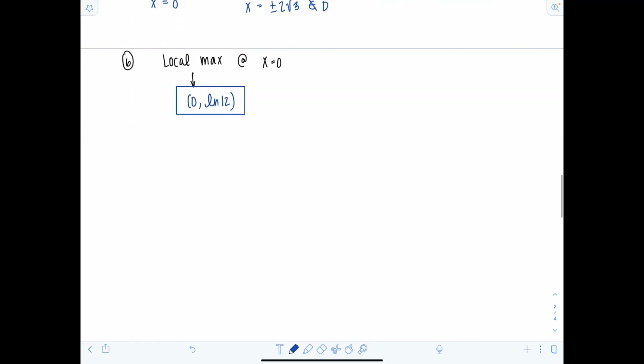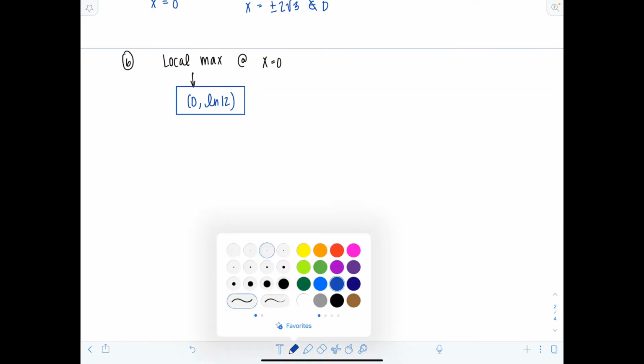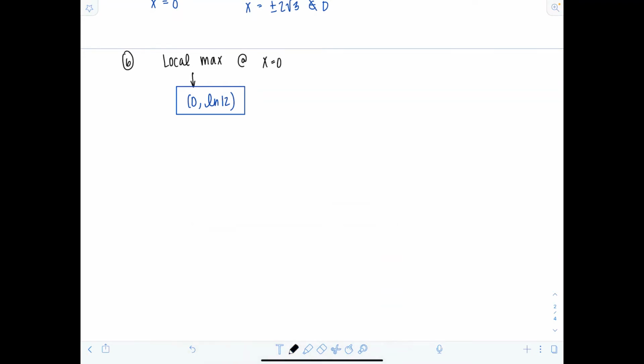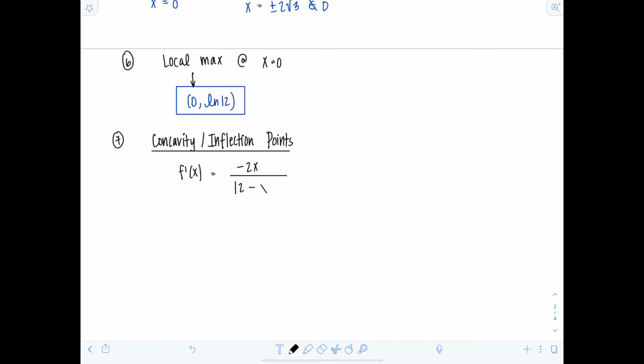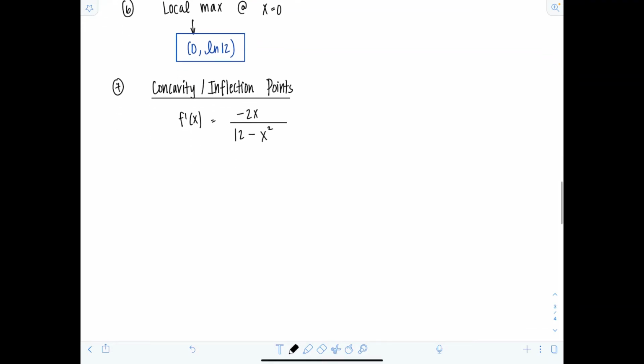All right, we need to investigate now concavity and inflection points. Oh yes, so concavity and inflection points, which means we need a second derivative. So f prime of x, if you'll remember, was negative 2x over 12 minus x squared. So f double prime, let's go.